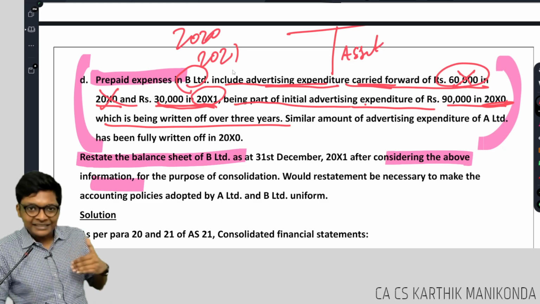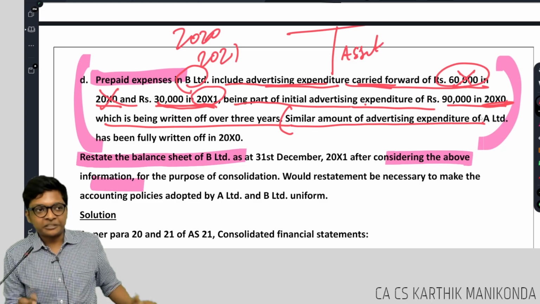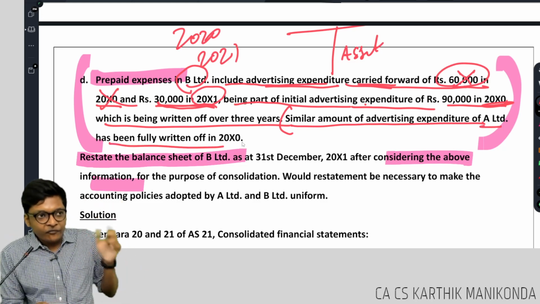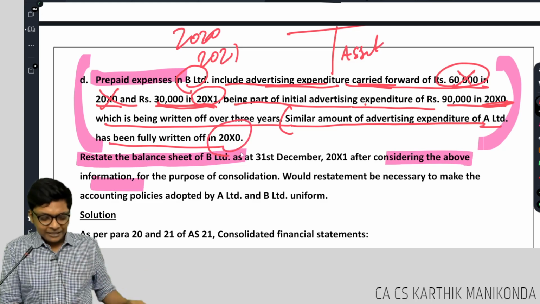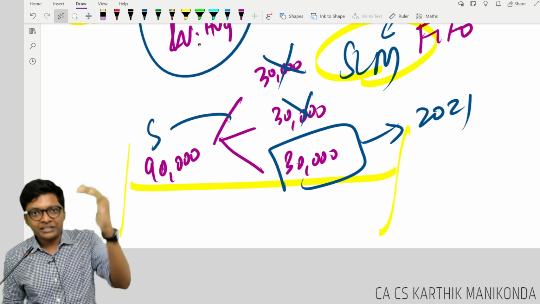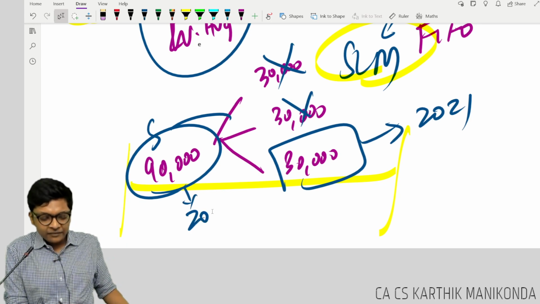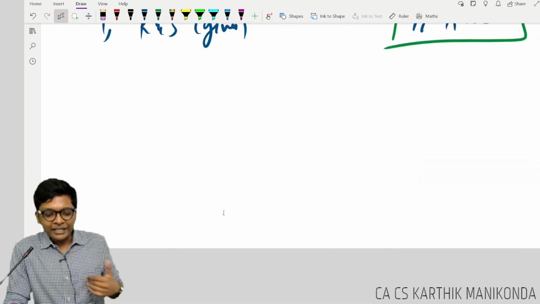Are you understanding what has happened, guys? But a similar amount of advertising expense, 90,000 of A Limited, had been fully written off in the year 2020. Are you following? That means the difference is the subsidiary is writing off over 3 years. Holding wrote off the full 90 in which year? 2020. So are you understanding, guys? So what should I do?